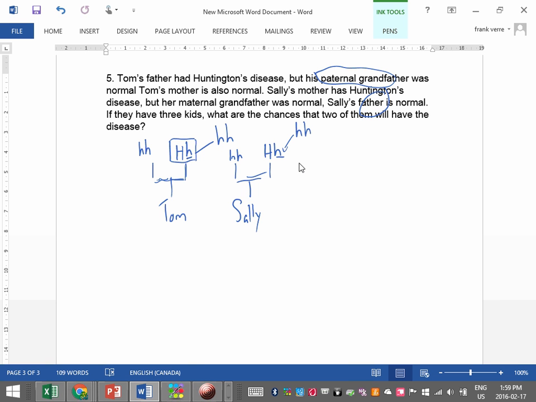Now, if Tom and Sally get together to have a child, what are the odds that that child has at least one big H? Because remember, Huntington's is dominant, right? We're going to assume it does not affect your ability to have kids because you don't really see it until after you have kids. So let's think about the scenarios for a child to get Huntington's.